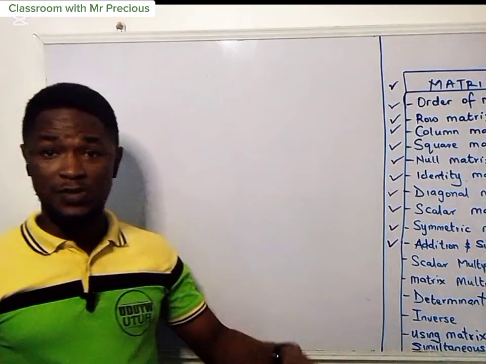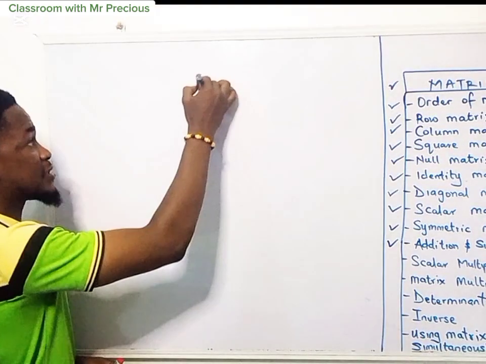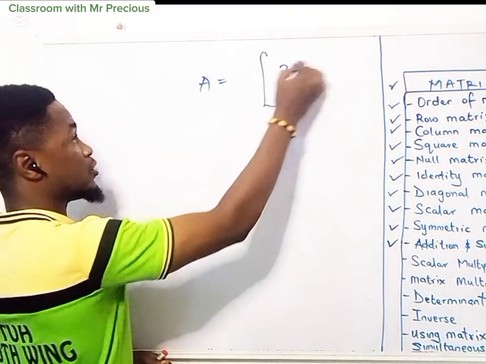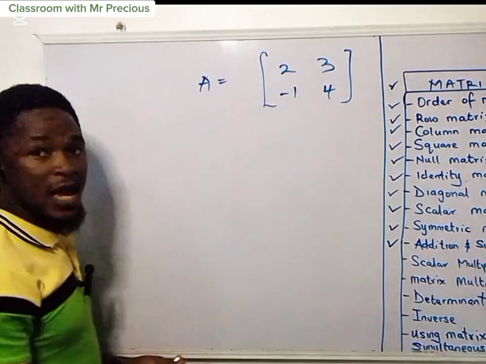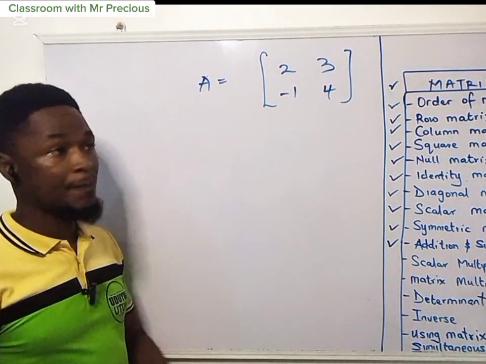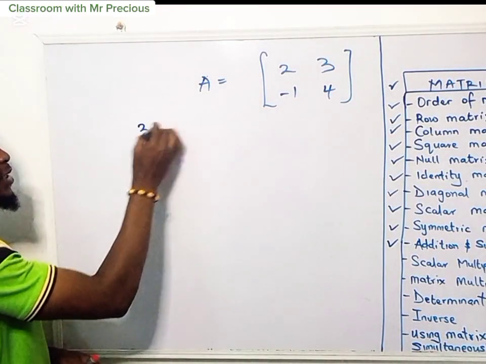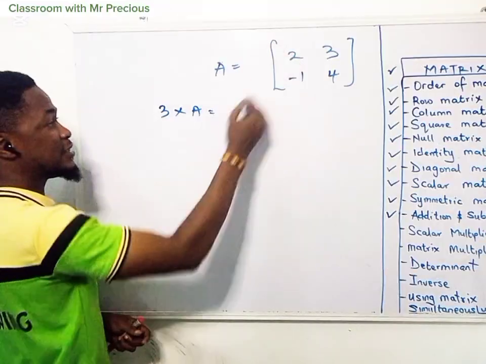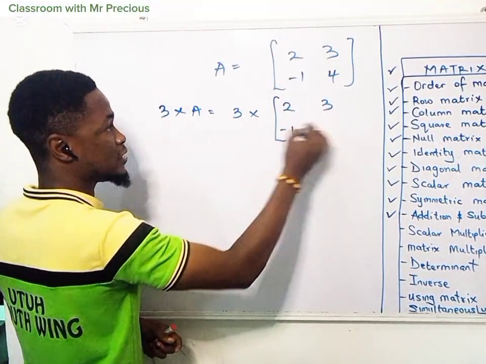Alright, so scalar multiplication. What does scalar multiplication mean? When you have a matrix, let's say A is 2, 3, minus 1, 4, just any matrix at all, and you want to multiply a matrix by a scalar. What do I mean by a scalar? Any number that's not a matrix, maybe 3 times A. So you want to multiply this matrix by 3.